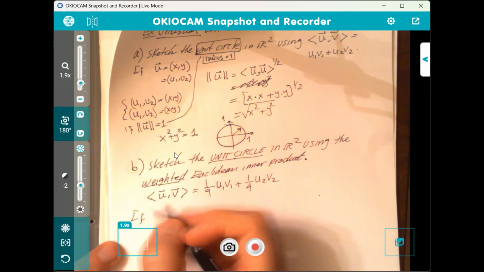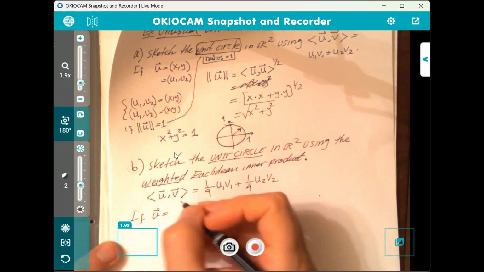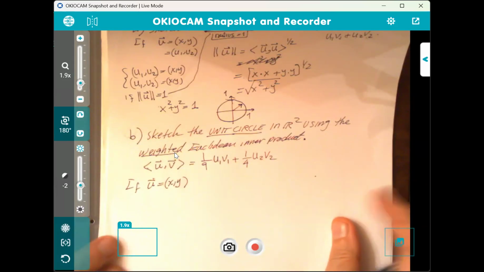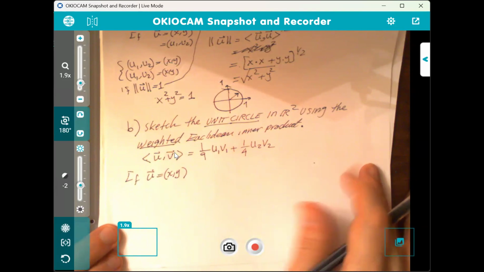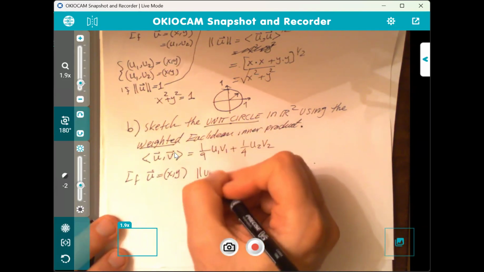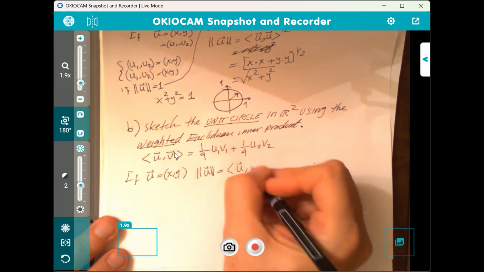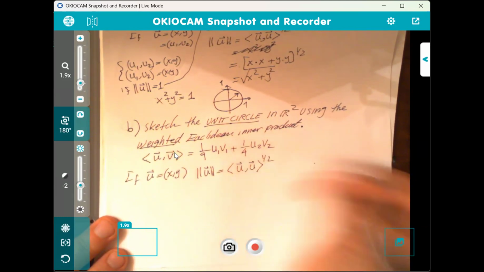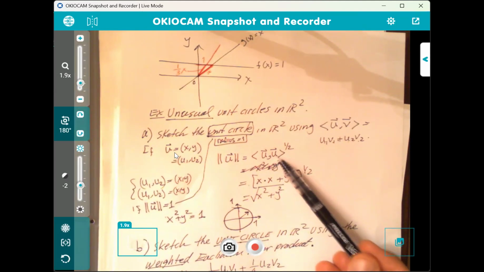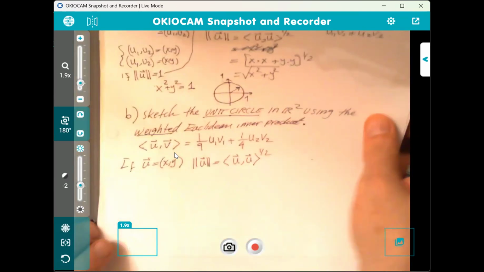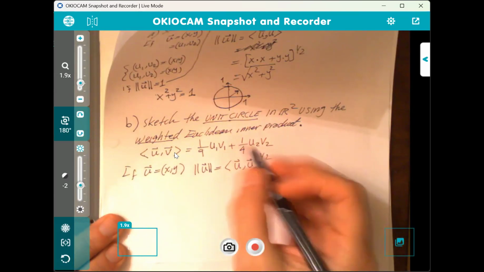So this time, now I can say if vector u, let it be a vector whose components are x, y. Okay, components are x, y. And for this one, let's find the magnitude of this vector. Magnitude of u, again, is going to be ⟨u, u⟩, the inner product of u with itself, to the half, just like the one we did earlier. I'm doing the same thing, only with the weighted one now.